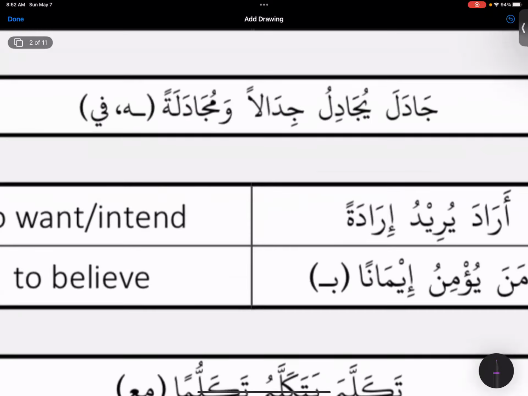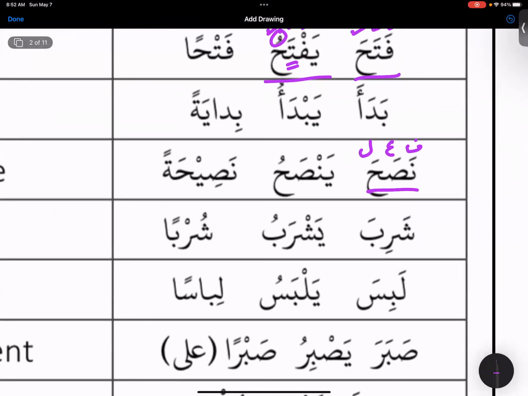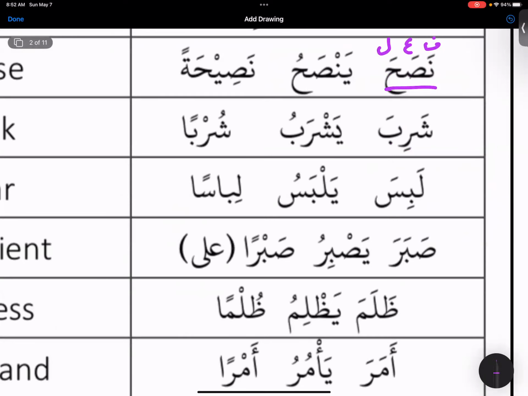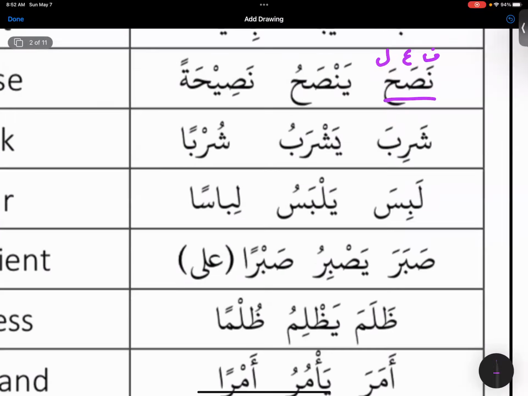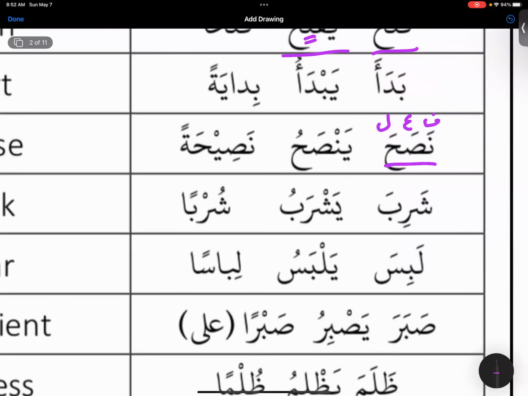Subhanallah. Okay, then we have a few more over here. Shariba Yashrabu. What Bab? Samia, Yasmau. Exactly. Shariba Yashrabu, and then Shurban. See the pattern over here: Nasaha Yansahu, and then Nasihatan. So look how its masdar is different. But over here, Shariba Yashrabu, Shurban. So their masdar patterns are not fixed. They could be different. So Labisa Yalbasu, and then Libasan.